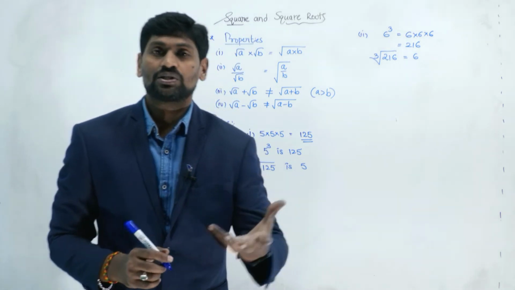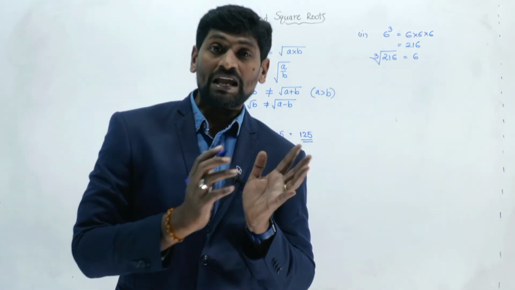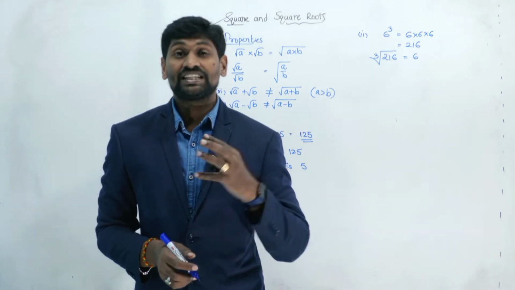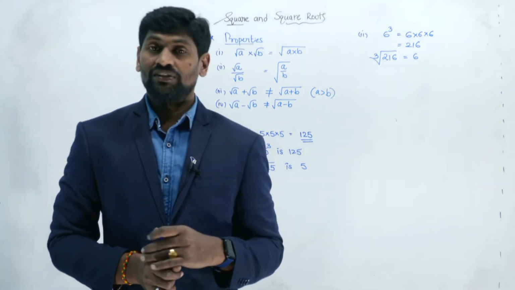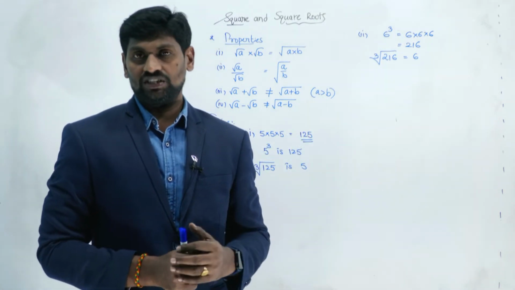So cube roots are also found by using the prime factor method, continued division, and the estimation method for cube root. But for square roots, we use the continued division method and the prime factorization method.